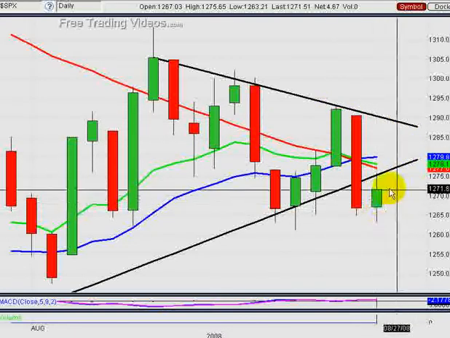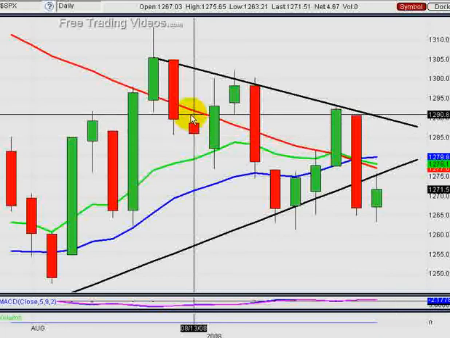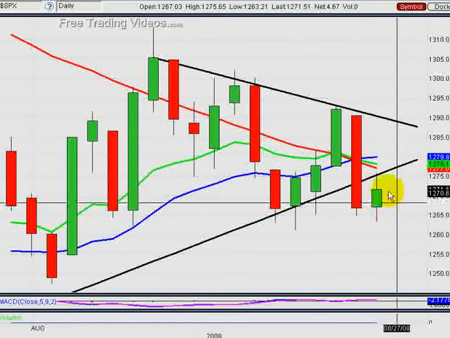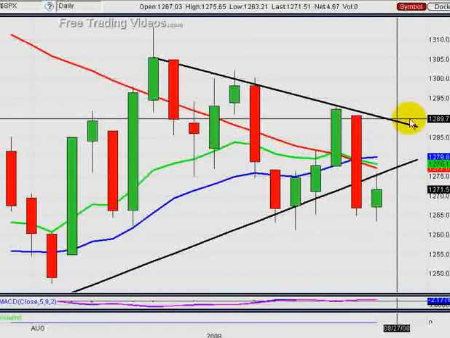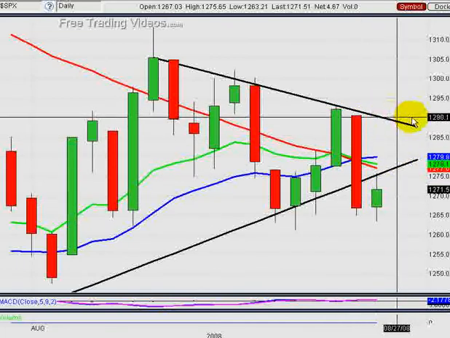Now the V suggests we come back and test point 1 right here, which is also going to be in the area of this resistance here, which means we could look for the double top at 1290 if we do come back up. So it's going to be interesting the next couple of days to see if we can come back up, test that upper trend line, test that 1290 area, and then potentially look for the breakdown.